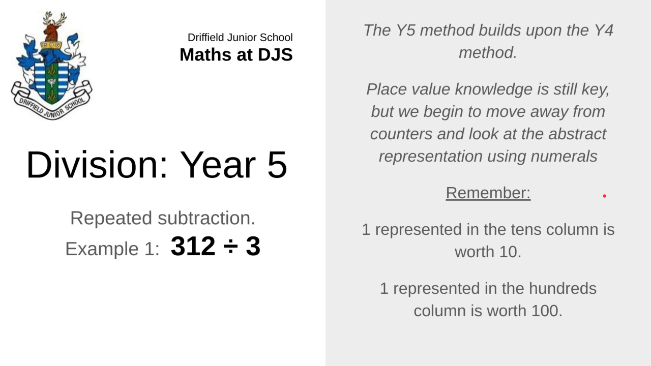Before we begin, place values worth remembering is that 1 in the tens column is obviously worth 10, and 1 in the hundreds column is worth 100. The example calculation we're going to do is 312 divided by 3.